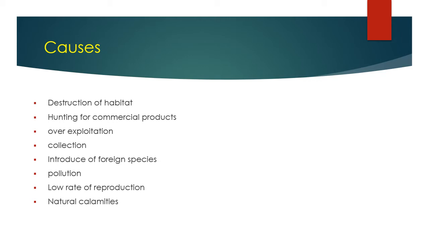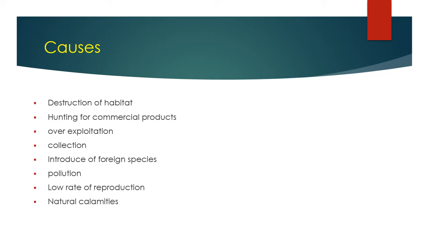For example, the rock python, a native species of Africa, was artificially introduced in Florida, a state of the United States, and it spread widely within no time like a pest, causing severe trouble to the indigenous people. So introduction of foreign species into a new environment is also harmful, and they may increase or die due to the new situation or new habitat. So it is also one of the causes of wildlife depletion.